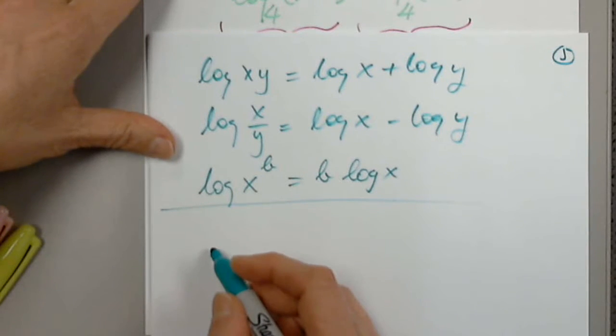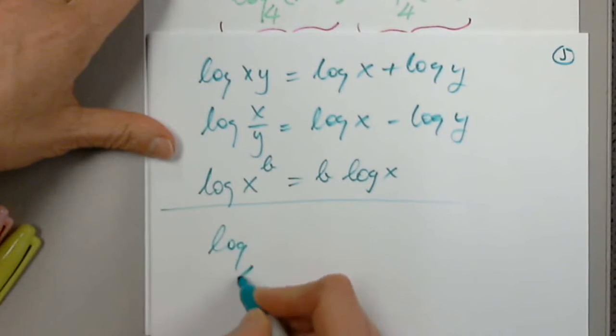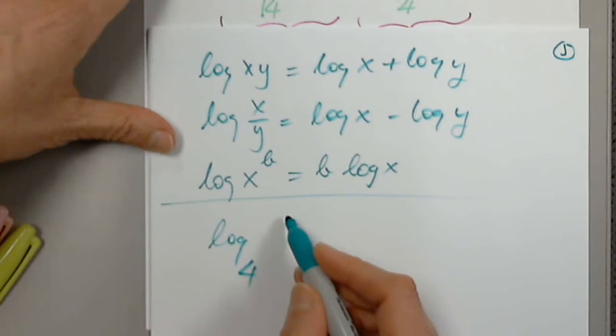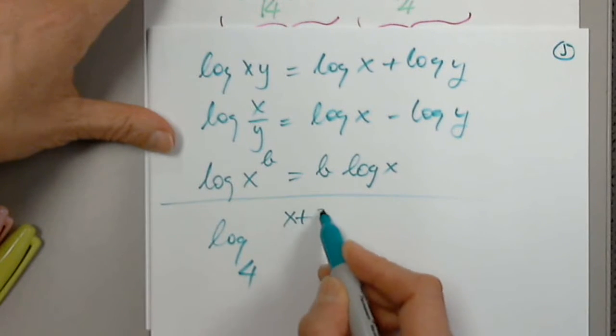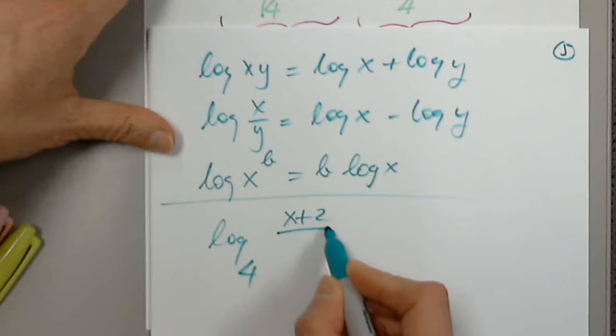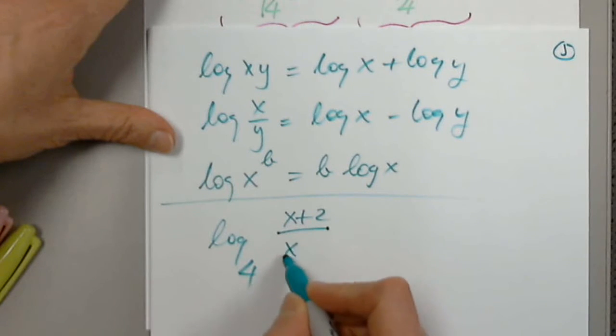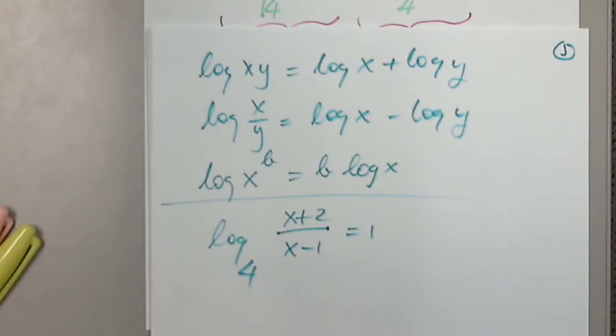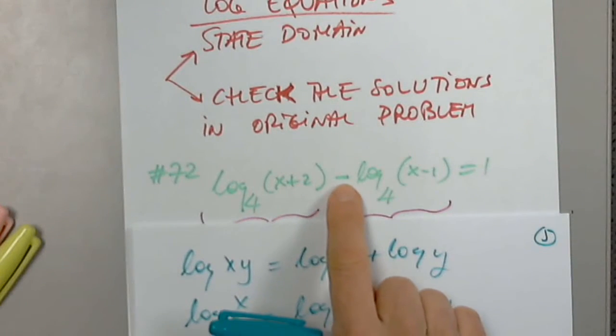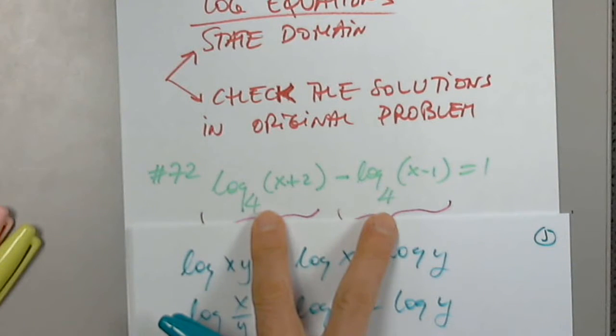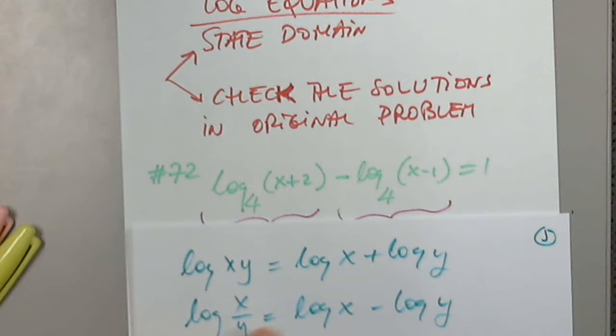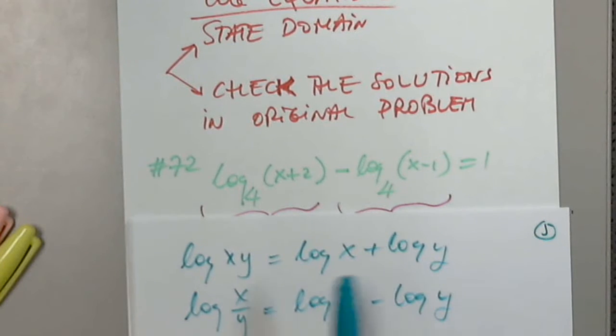Say it again. We divide it. Log base 4 of (x plus 2) over (x minus 1) equals 1. So we indeed use the second property, right? Because there was a difference between two logs in the same base. So then I'm using this property going backwards.